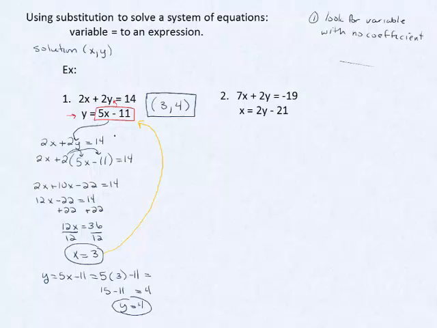In my next equation, I have x equal to something, and I do have a variable with no coefficient, x, and x is the same thing as 2y minus 21. This x is also the same thing as 2y minus 21, so I can plug that in. I have 7x plus 2y is equal to negative 19. Again, I'm going to remove this x and replace it with 2y minus 21. That's a dollar. That's 4 quarters.